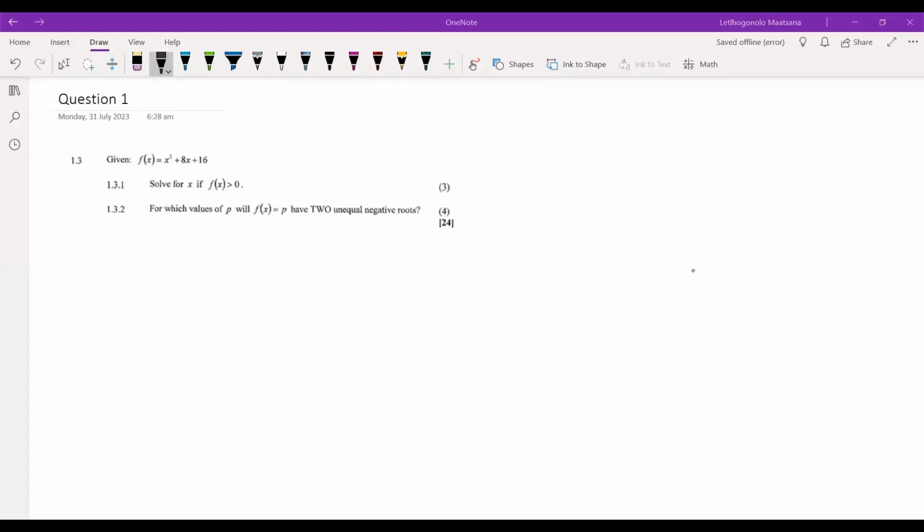Question 1.3.2 reads: for which value of p will f of x equals p have two unequal negative roots?